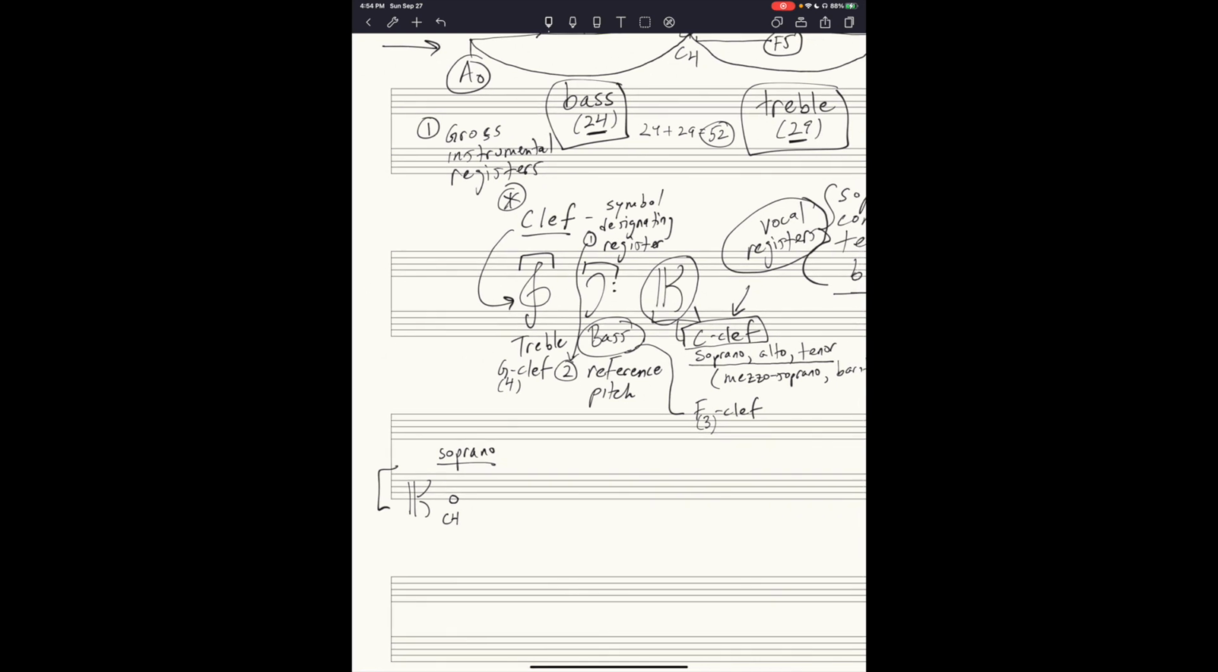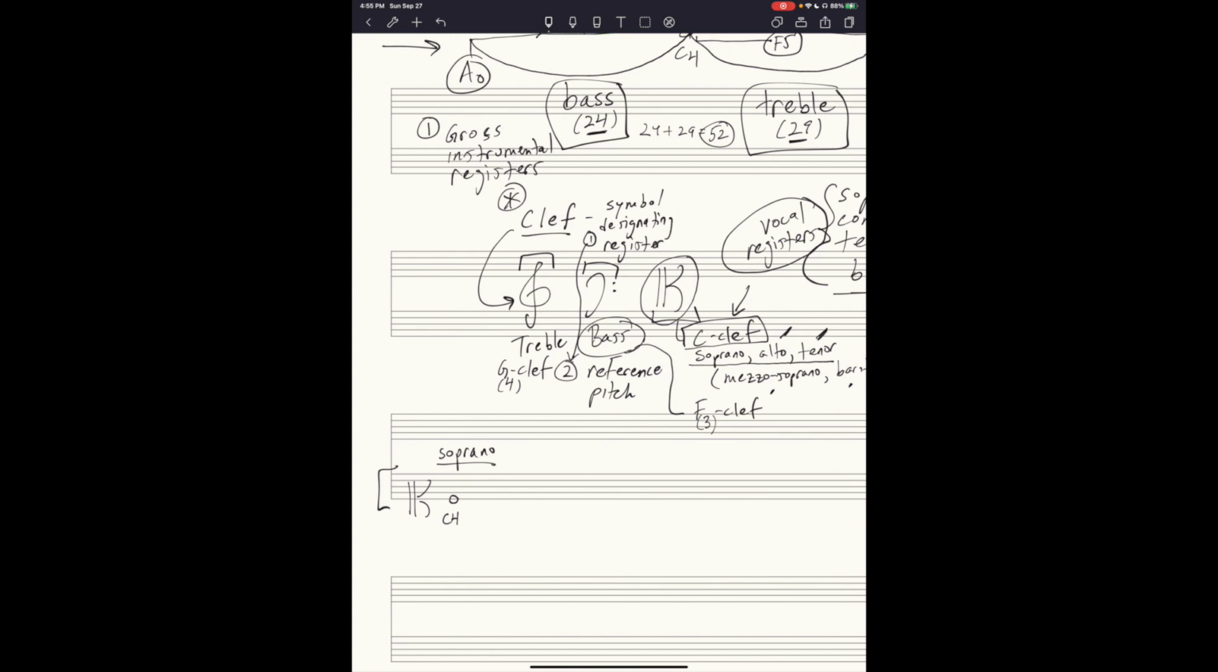So how do I know that this is the soprano and not any of the other vocal registers like the alto or the tenor, right? And of course, the mezzo-soprano and the baritone. Well, I know that because the soprano has C4 toward the bottom of this person's range.